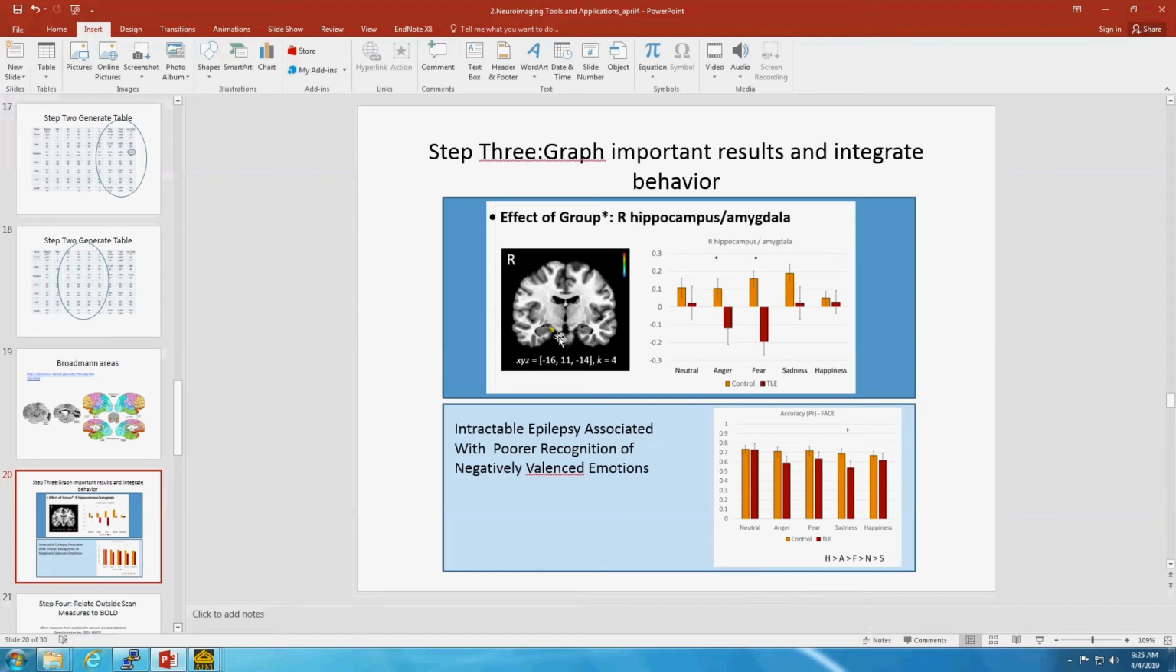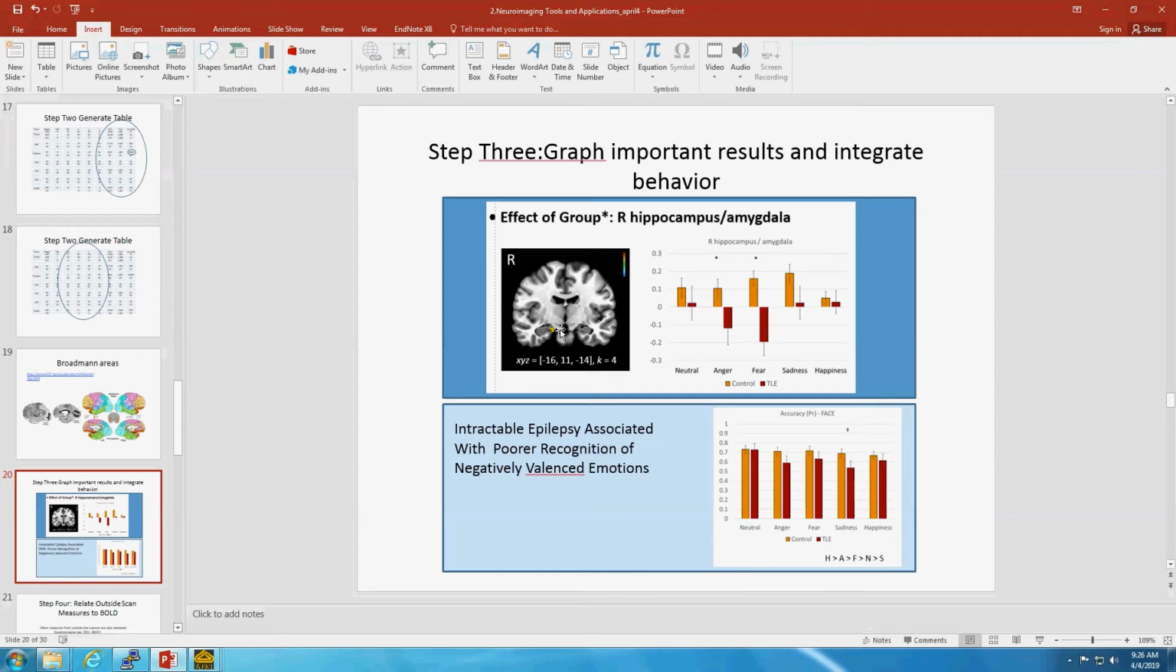This is a group by emotion interaction. So what does that mean? So what you do then is you go in and you create a mask of that area. And what that means is on your group level map, you take every voxel that is within that cluster and multiply it by 1. Everything else in the whole brain you multiply by 0. So then you have this little area that is your activation that you care about.